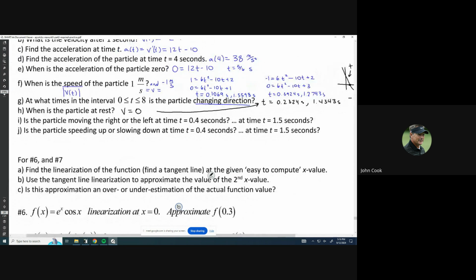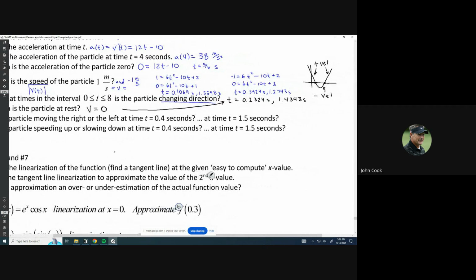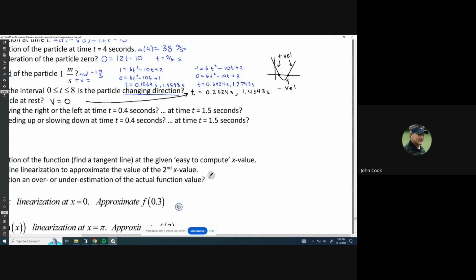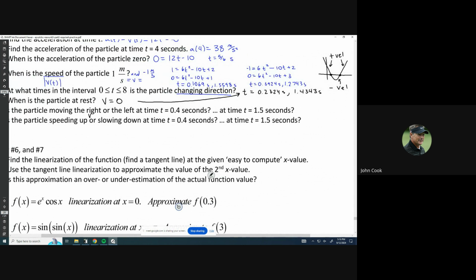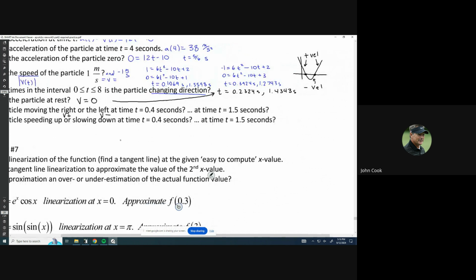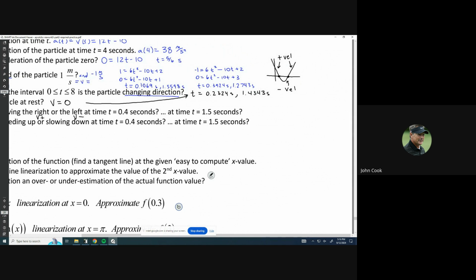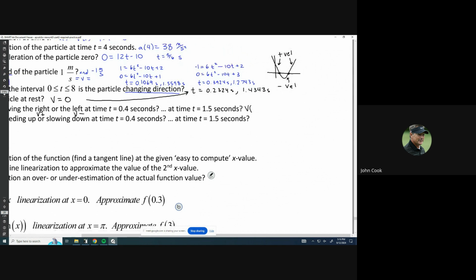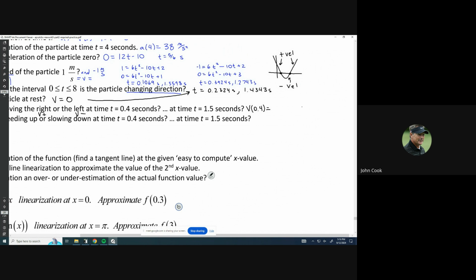Okay, last couple. Is the particle moving to the right or the left at time t equals 0.4 and at t equals 1.5? If it's moving to the right, that means it has a positive velocity, and if it's moving to the left, it has a negative velocity. That's it. So we just have to plug those numbers into the velocity function. So v of 0.4, and let's also find v of 1.5. All right, let's plug it on in there.